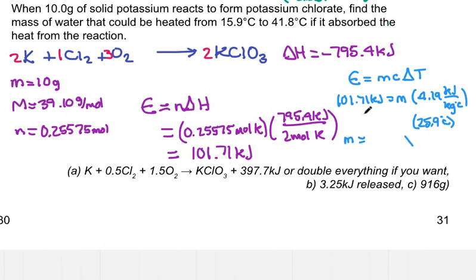So to solve this, 101.71, we're going to divide by 4.19. We're also going to divide by 25.9. And I get a mass of 0.9372 kilograms. We're restricted to 3 sig digs, so that's going to become 0.937. You could either say 0.937 kilograms, or if you take kilograms and multiply by 1,000, you get 937 grams, which is also fine for 3 sig digs. So I'm going to say, pretty sure there's a mistake in that number, and 937 should be good here.